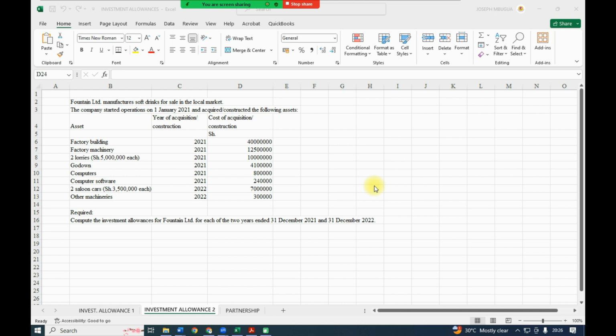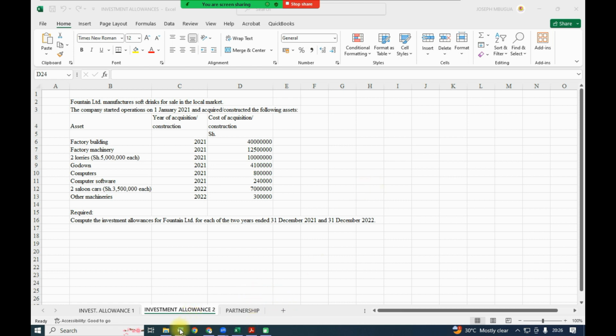It is normally part of tax planning, claiming the capital allowances. And when you claim the capital allowances, then your taxable income will reduce because capital allowances are allowable expenses. They are allowable expenses, and they normally reduce the tax liability.